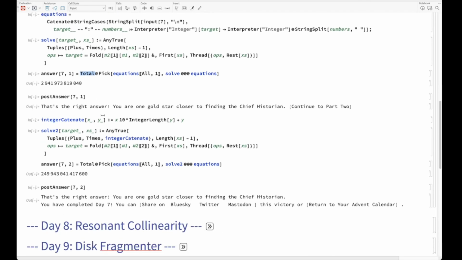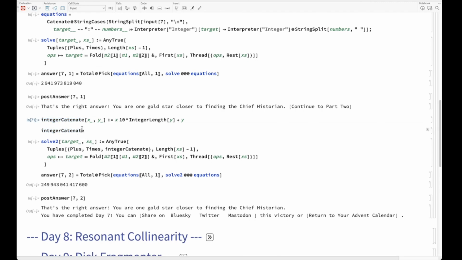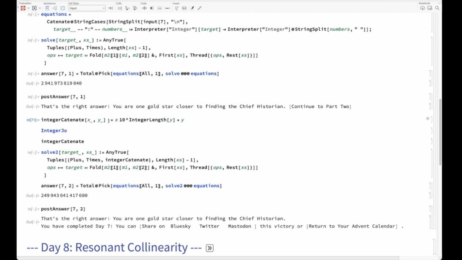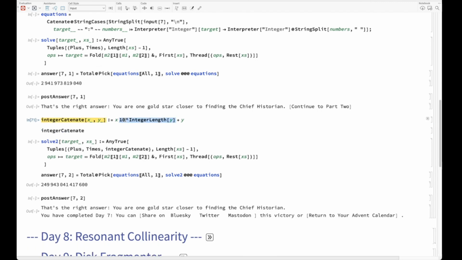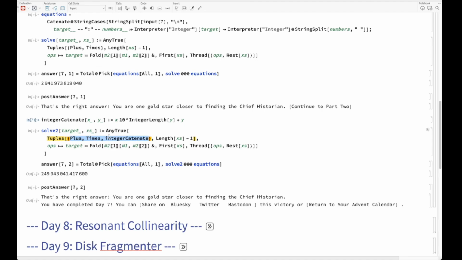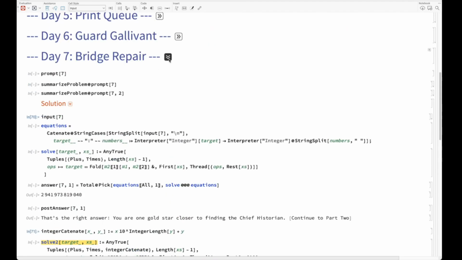For the second part, you simply increase the complexity by introducing a new operation, which just concatenates the integers. I don't think there's a nice integer join function in the language, but you can write it this way, or you can write it by converting to a string, concatenating the strings and turning it back into an integer. The gist is you have one more operation you can perform, and you do the exact same thing and compute how many solutions there are in that list that you are given. Pretty straightforward.